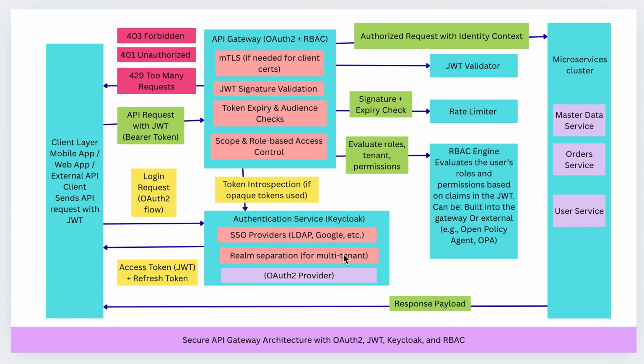The data state here is after login. On successful login, Keycloak issues an access token, which is a JWT, that contains identity and access claims, and a refresh token, which is used to get a new access token without logging in again, and optionally an ID token for OpenID Connect.